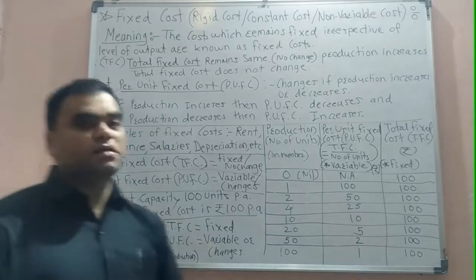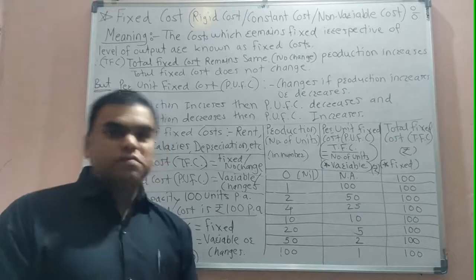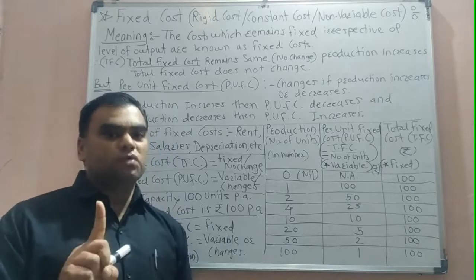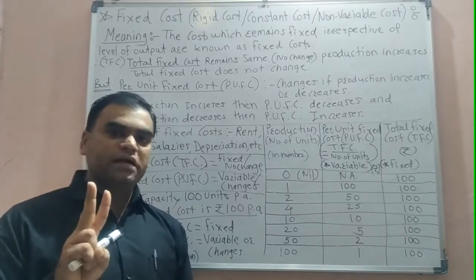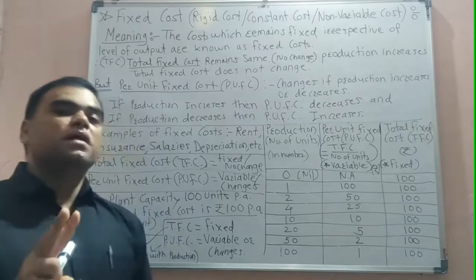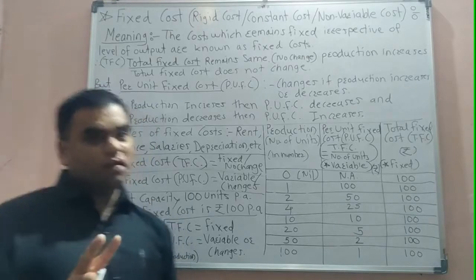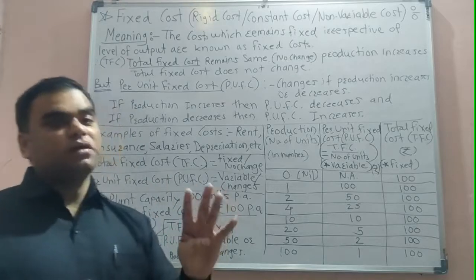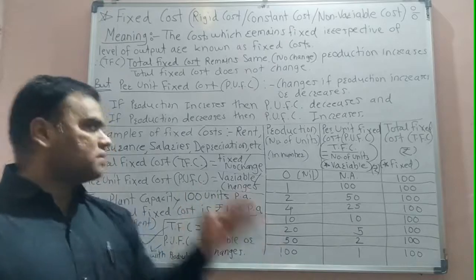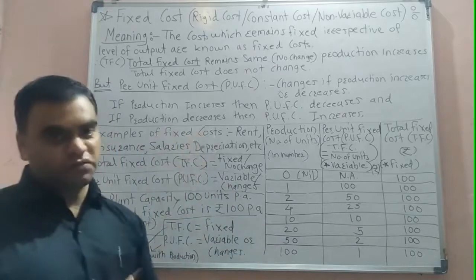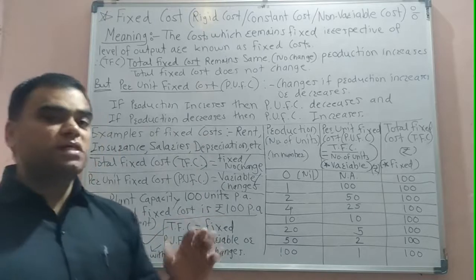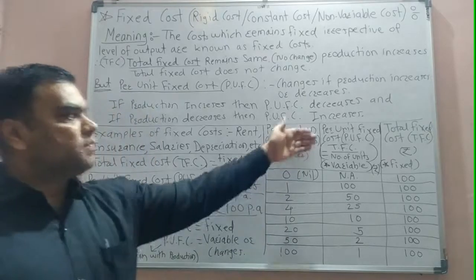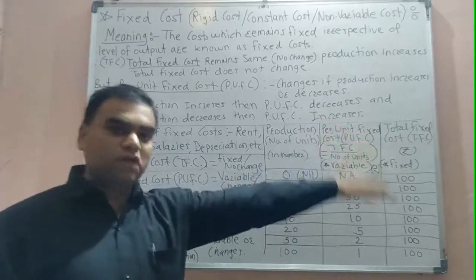So what we have discussed: fixed cost meaning. Two types of fixed cost. Which two types? Total fixed cost and per unit fixed cost. We have discussed examples of fixed cost. Which are the examples? Rent, salaries, depreciation, insurance, and so on. These are the examples of fixed cost we have discussed. Then we have discussed the nature of variability of fixed cost, of per unit fixed cost and total fixed cost.